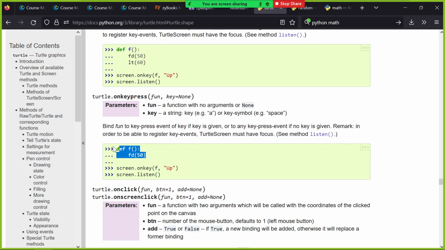So you define a function that does something, and you say turtle.onkeypress. You give it that function, and you say, as a string, something like "space". And this function called fun will be called whenever the space key gets pressed, which is really cool. All right?